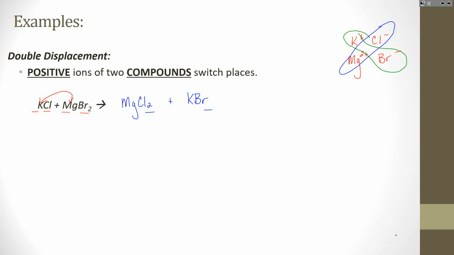So I need 2 chlorines, so I put a 2 there. Now that gives me 2 Ks, so I put a 2 there, which gives me 2 Brs, and now we have a balanced reaction.